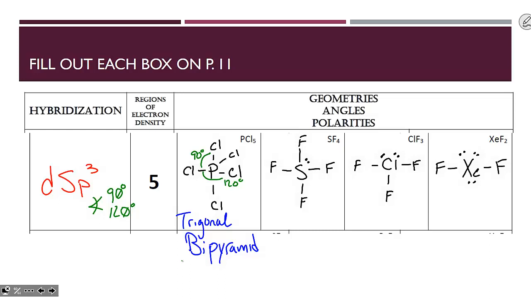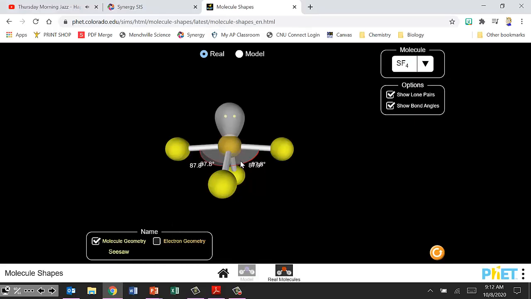Anything that's dsp3 hybridized has 2 bond angles, 90 degrees and 120 degrees. Now those will change based on the lone pairs. Adding a lone pair is going to change the bond angles slightly. However, it's going to have drastic implications for the shape.